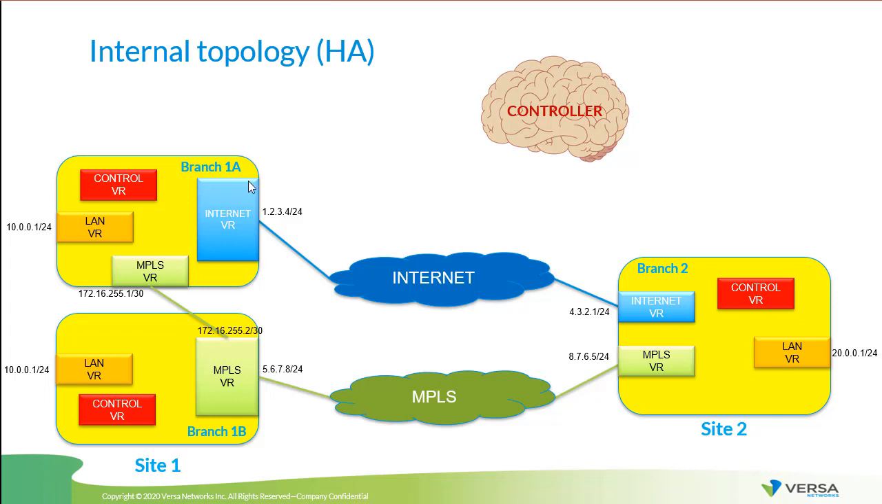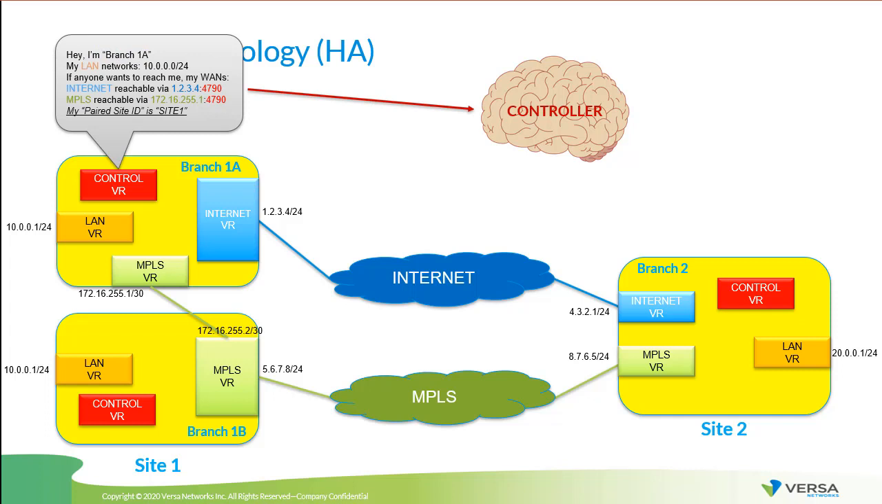So branch 1A will send the message to the controller that, hey, I'm branch 1A and I have LAN VRF with the network 10.0.0.0/24, and if anyone wants to reach me, I have WAN network internet, which is reachable via 1234 port 4790, and I also have MPLS network that is reachable via 172.16.255.1 port 4790. By the way, source port will always be 4790 unless you change it in the global configuration.